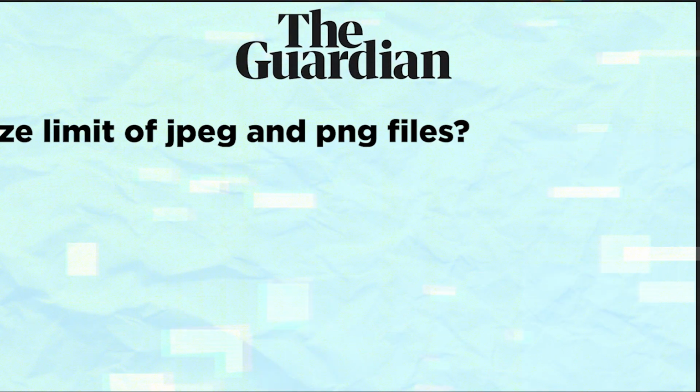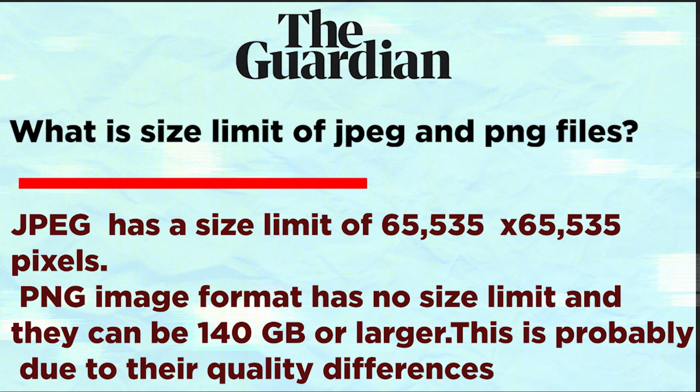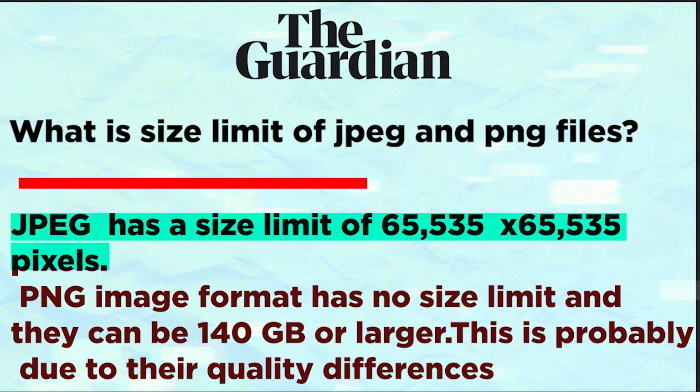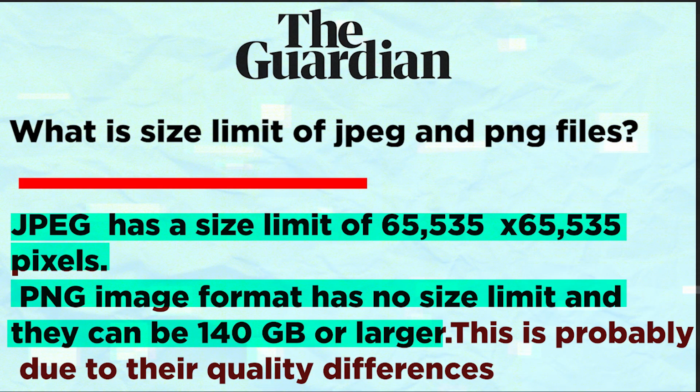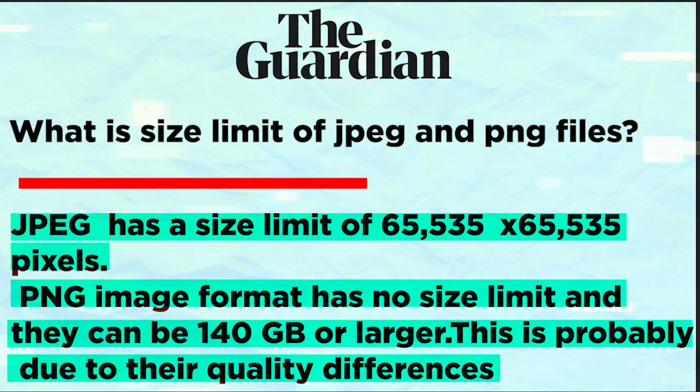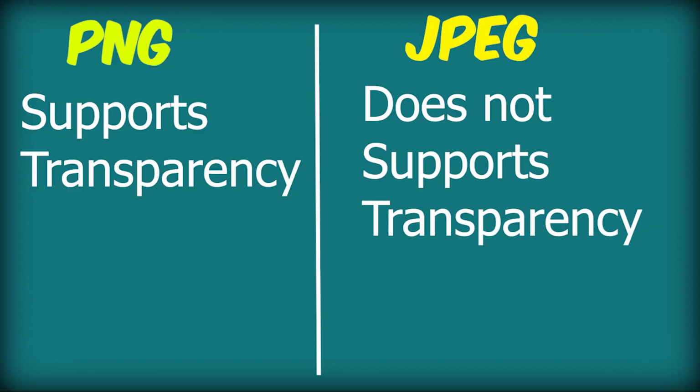Another distinction you will find while saving PNG or JPEG from the internet is that JPEG does not have a large size and it has a size limit of 65535 square pixels, while the PNG image format has no size limit and they can be 140 GB or larger. This is probably due to their quality differences. So another major distinction between them is their size limit.